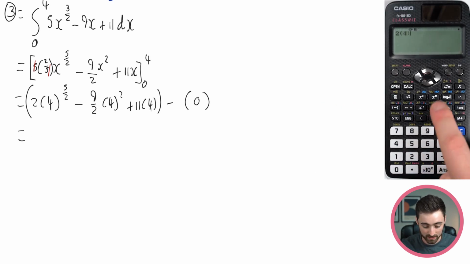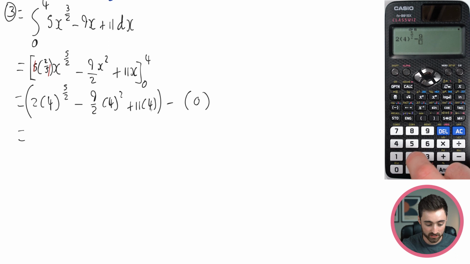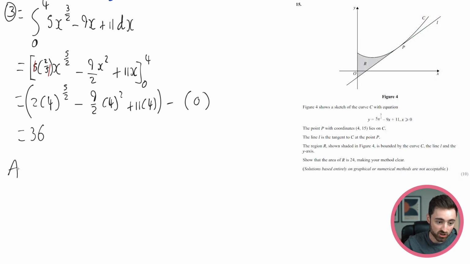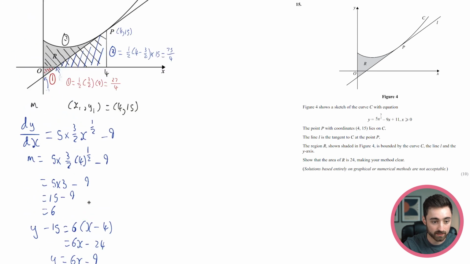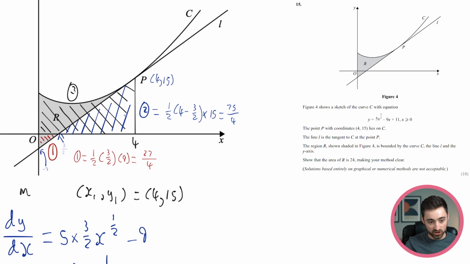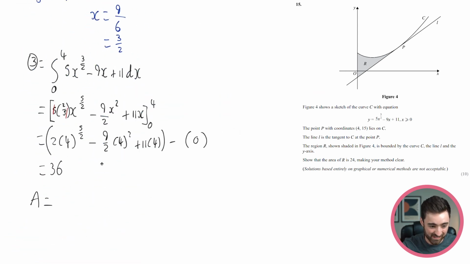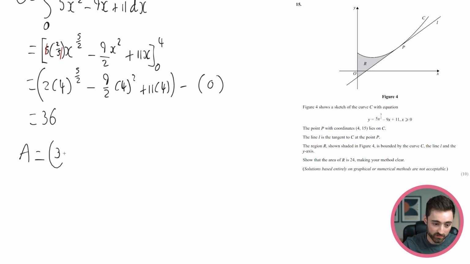So 2 multiplied by 4 to the power of 5 over 2 minus 9 over 2 multiplied by 4 squared plus 11 times 4 gets me 36. Meaning my total area, let's go back to this thing here, it's going to be area 3 minus area 2 plus area 1, okay? Because it's the black minus the blue plus the red. So 3 minus 2 plus 1. So it's basically going to be 3 and then minus 2 plus 1.